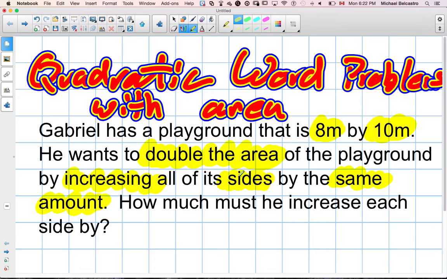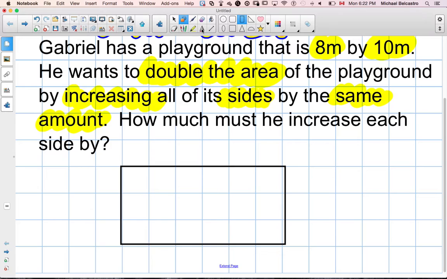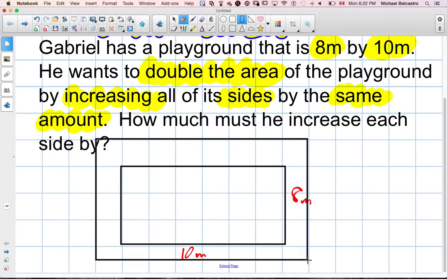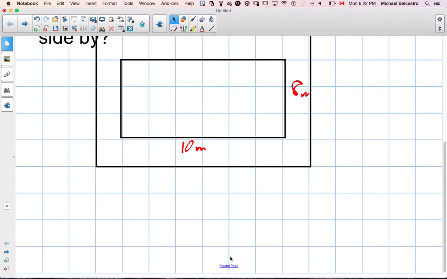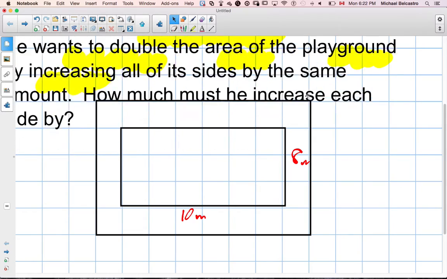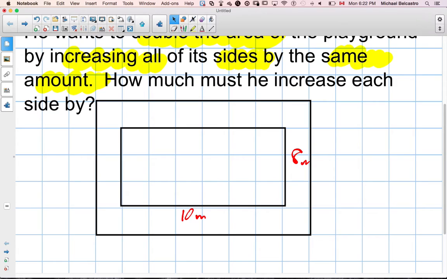Okay, so I'm going to draw a diagram here. Our first little playground, say it looks like that. It's an 8 meter by 10 meter playground. Now what he wants is to expand every single side by the exact same amount. We want to increase every single side by the same amount. We don't know how much that is, so we call that value x.